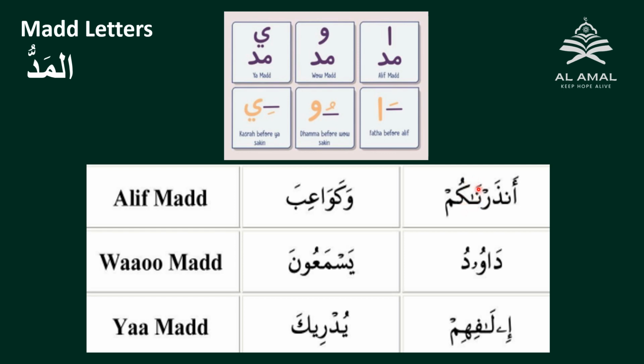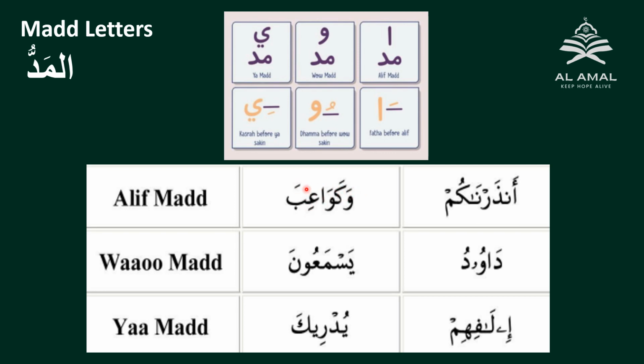Now here there is alif, and before this alif there's a fatha. So the letter that is going to be affected is the waw, because the waw is below the fatha. So here I have to elongate the waw. So how do I read this? وكواعب. I didn't say it short, but I elongated it.